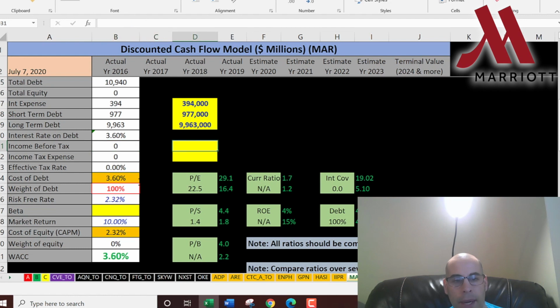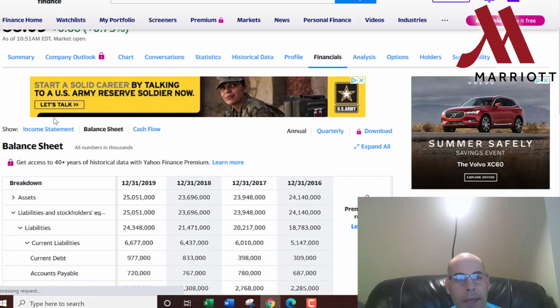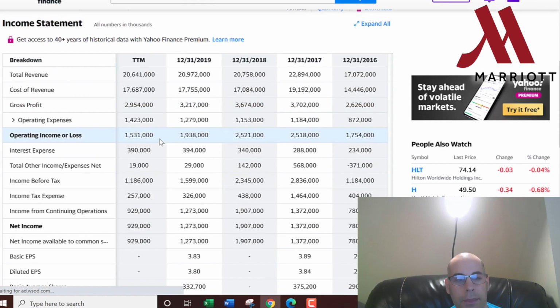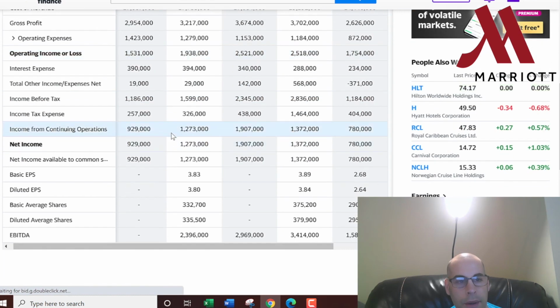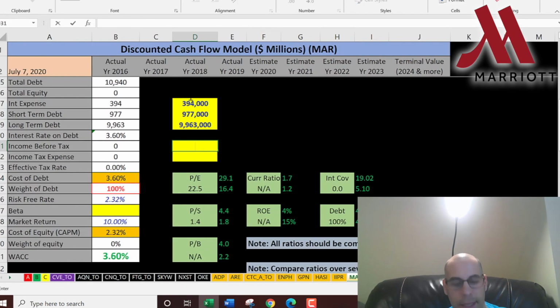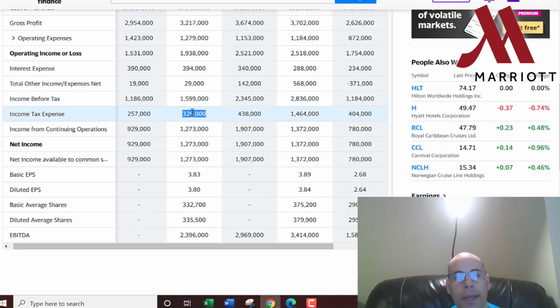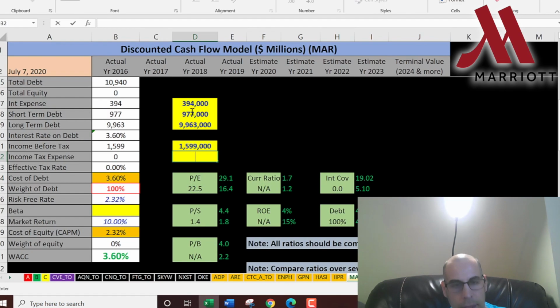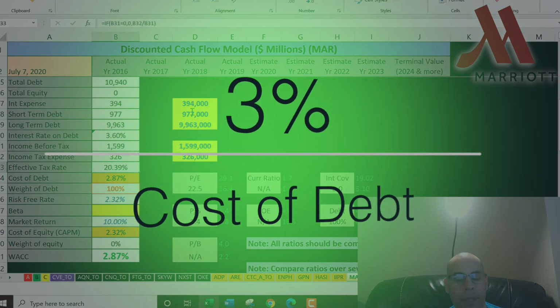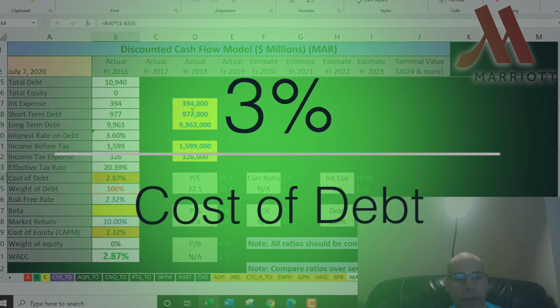So they pay 3.5% interest on their debt. Interest payments are tax deductible. Let's get their effective tax rate. We'll go back to the income statement. Income before tax of $1.6 billion and income tax of $326 million. So the tax rate is 20%. The cost of debt is 2.9%.